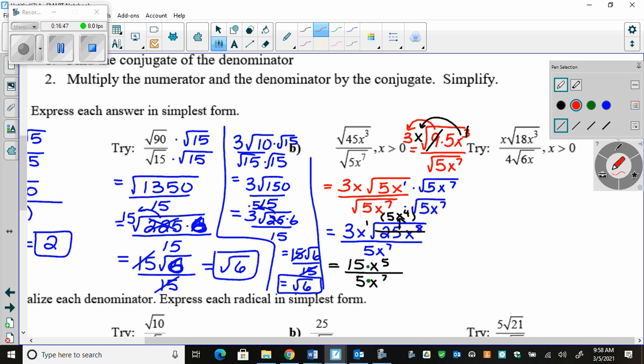So that's a multiplication. So 15 and 5, I can take a 5 out of both. 5 divided by 5, I get a 1. 15 divided by 5, I get a 3. And then there's 5 x's up here and 7 x's down here. So these 5 cancel off 5 of these, so how many am I left with on the bottom? 2. So my answer is really 3 over x squared. Done.